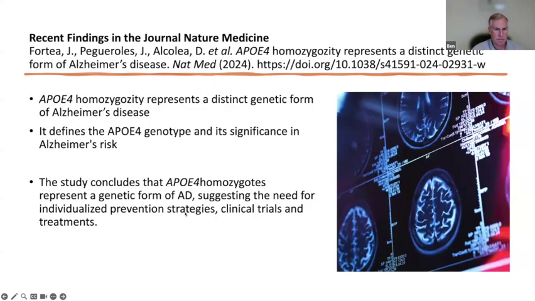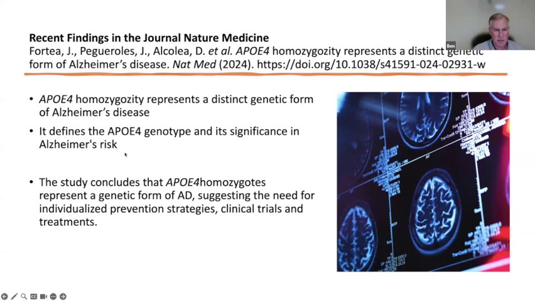So this is a brand new study. This came out last year, and it defined that APOE4 genotype that we just talked about in our other section, and its significance in Alzheimer's risk. This new data is coming out because we have this DNA research. The study concludes that the APOE4 homozygotes, that means two of the same, E4, represents a genetic form of Alzheimer's disease, suggesting the need for individual treatment, prevention strategies, clinical trials, and treatments.